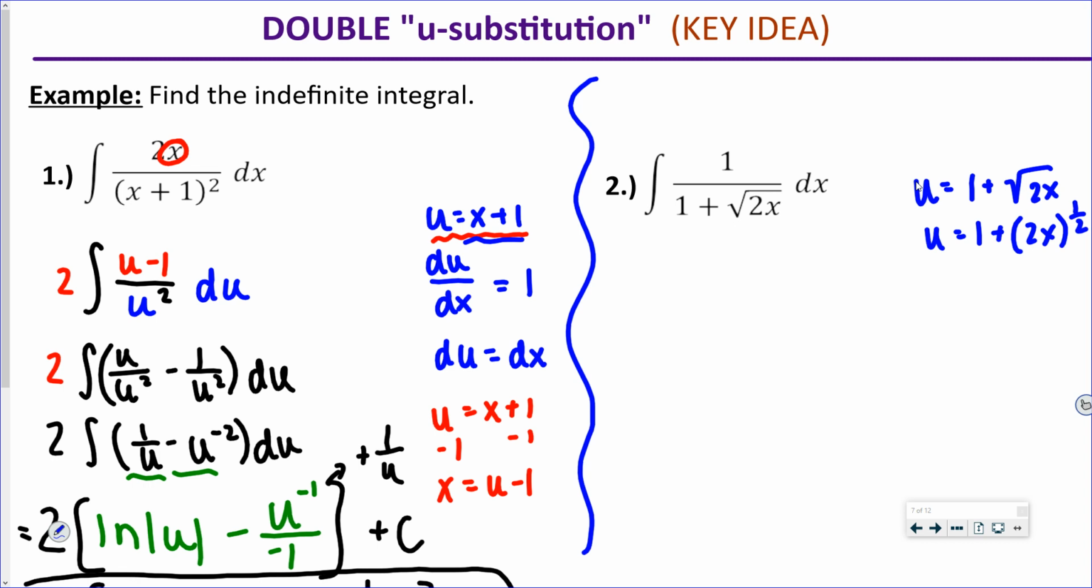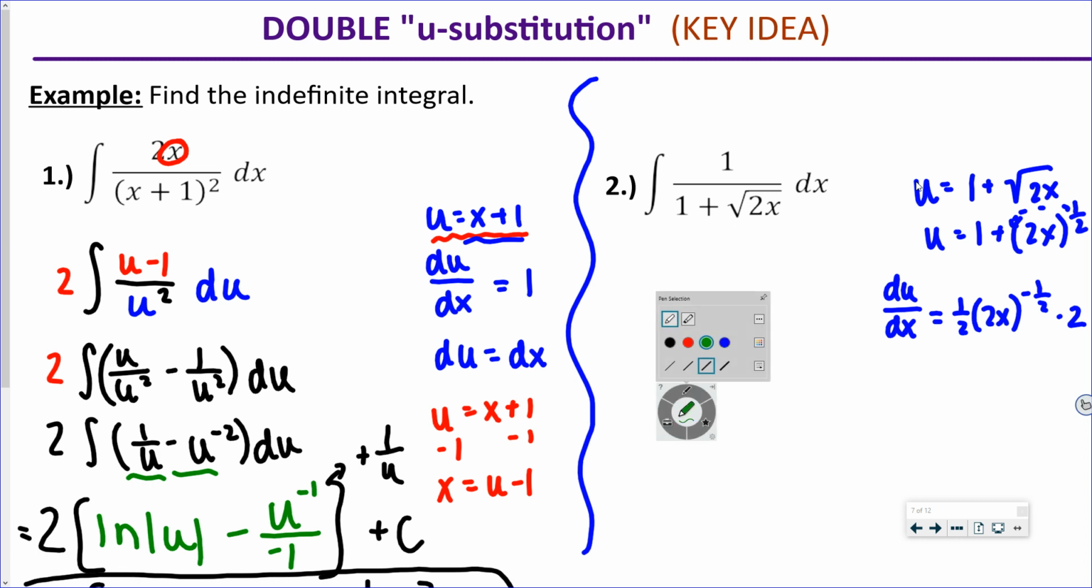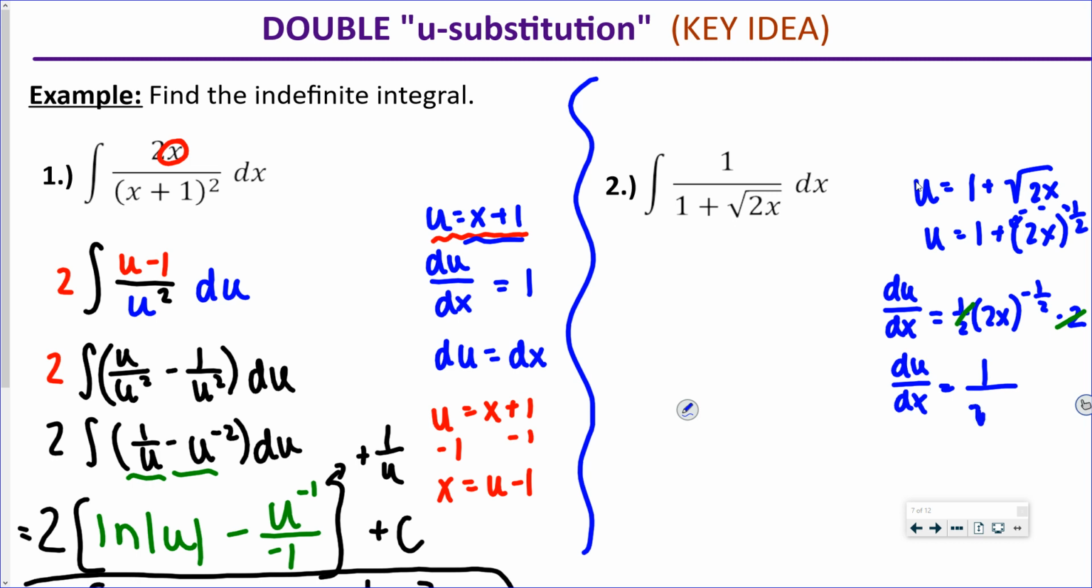Okay, this one's kind of tricky. So du/dx: the derivative of 1 is just 0, and this would become 1/2 times 2x to the negative 1/2, chain rule, times 2, the derivative of the inside. So those end up canceling, and I get, this would be the same as 1 over the square root of 2x.